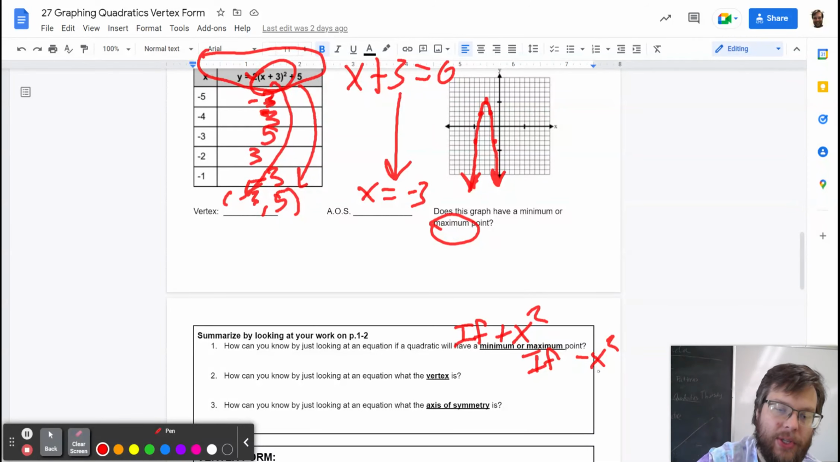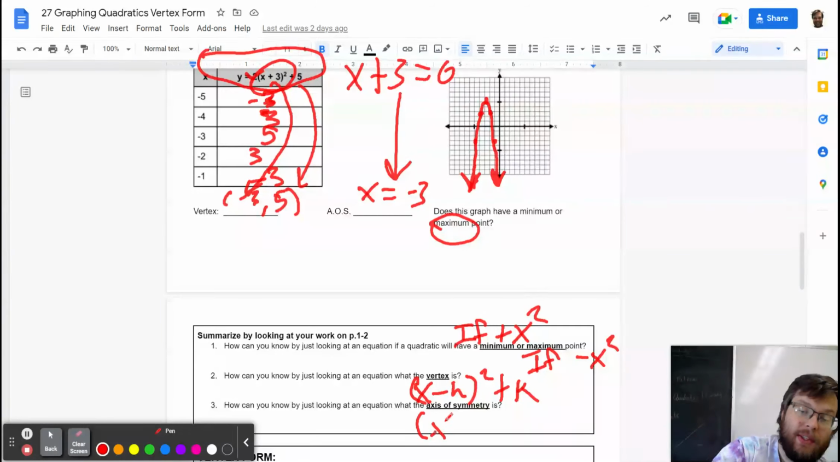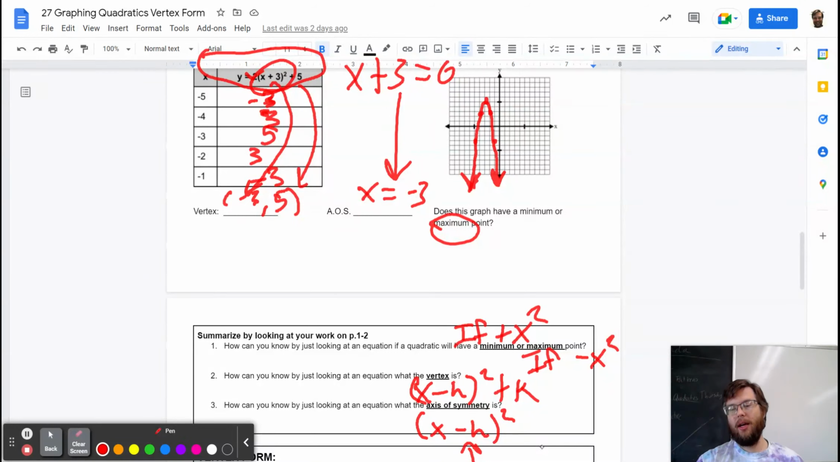How can you know by just looking at the equation what the vertex is? You're going to look for x minus a number squared plus the other number. And how can you know by looking at an equation what the axis of symmetry is? By looking at the x minus a number. Remember that it's whatever number makes the parentheses 0. So when I write x minus h, that is telling you that the opposite of what number you see in the equation is where the vertex is. Just like when I saw x plus 3, I told you that means x equals negative 3 is the vertex, because minus a negative is the same as a plus.